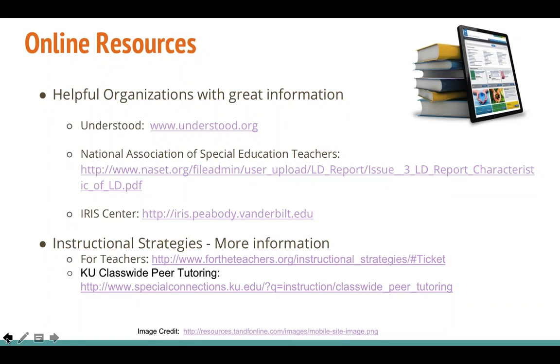For other instructional strategies that we maybe didn't get to here, where you're scratching your head going, well, I need to know something else, there's a website called For Teachers that you can go through, and they have some different instructional strategies that we just didn't have the time to cover today, as well as the KU class-wide peer tutoring, and that's the link that we talked about earlier.